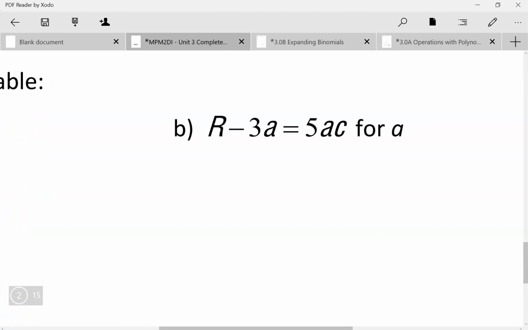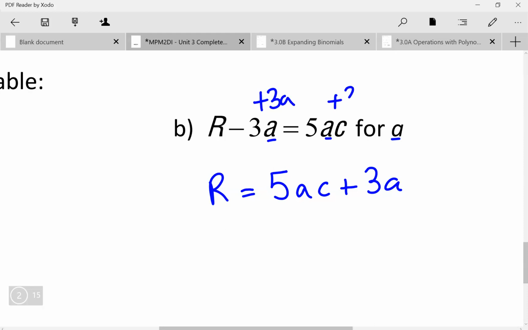Hopefully we can see what we're doing here. We're trying to isolate for a. I have two different a's here, so that's not good. So first thing I'm going to do is bring them to one side, very important. I can't factor if they're on different sides, so I'm going to add 3a to both sides.